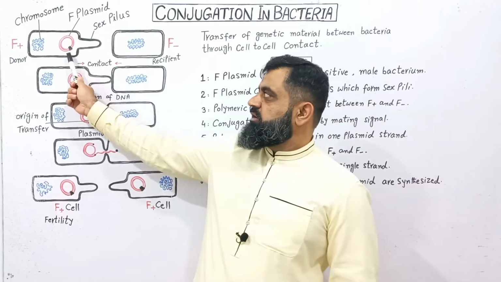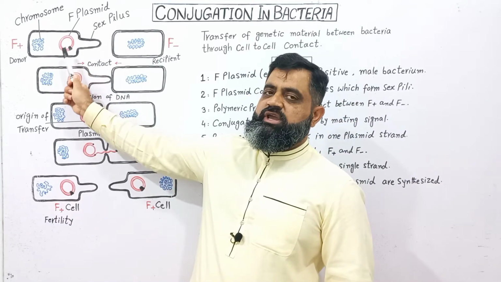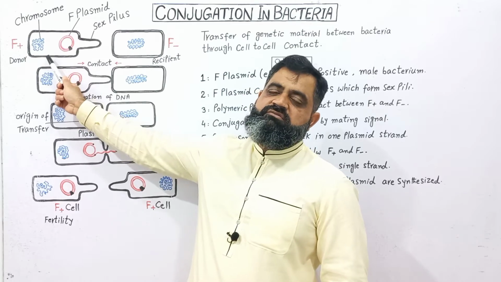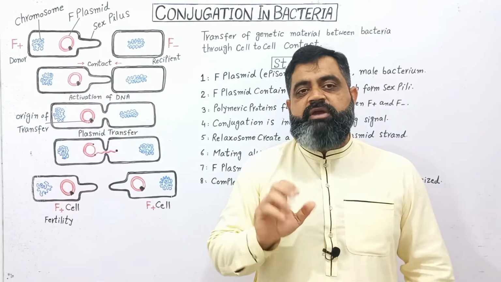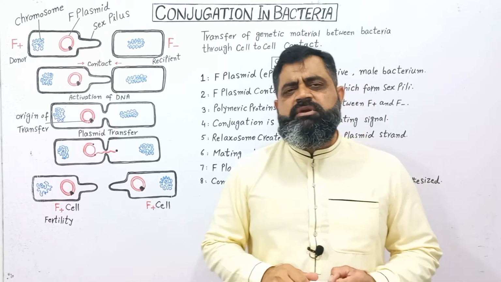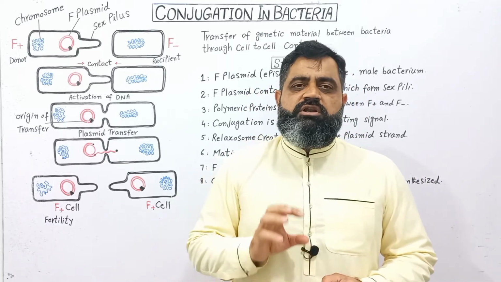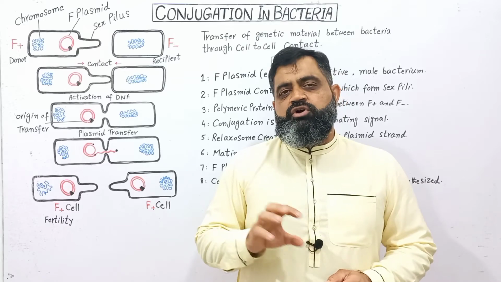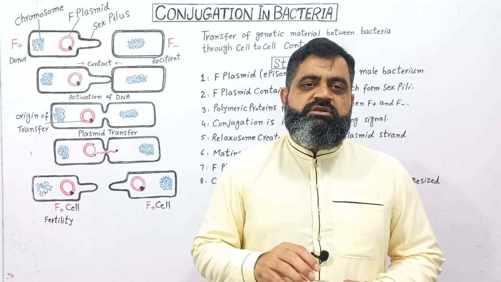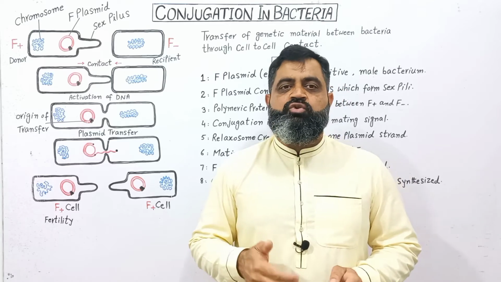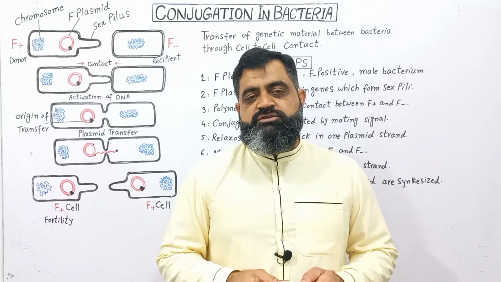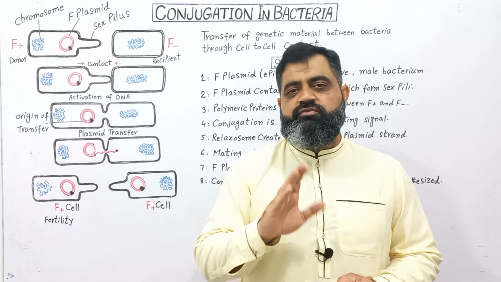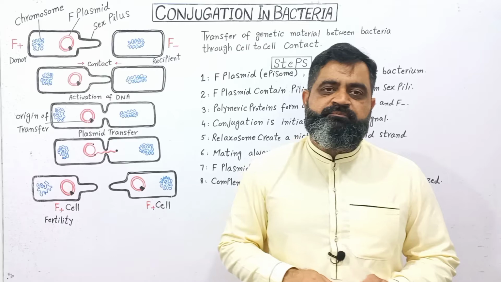So a bacterium which contains the F plasmid, known as F factor, is known as an F positive bacterium, which is also considered a male bacterium. Remember that conjugation is sometimes referred to as sexual reproduction, but it is not sexual reproduction, because in this process there is no gamete formation and no new generation is produced by conjugation. It is only the transfer of genetic material from one bacterium to another bacterium.